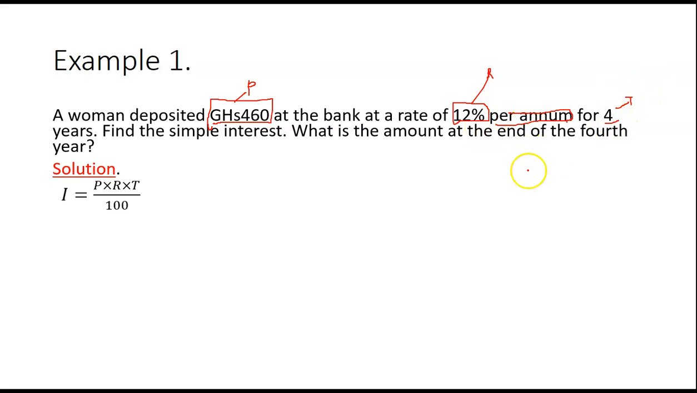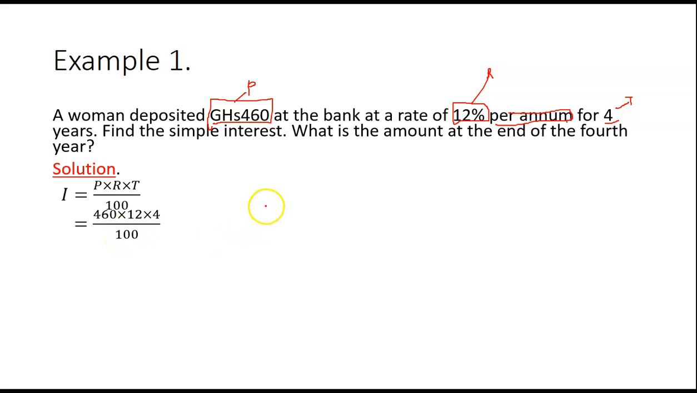So if it is 4 years, you should know what we're going to do. So this gives us, what's the principal? 460, isn't it? Times rate, which is 12. Okay, times time, which is what? 4, all over 100. We are dividing all by 100 because rate means 12 over 100 individual on its own.